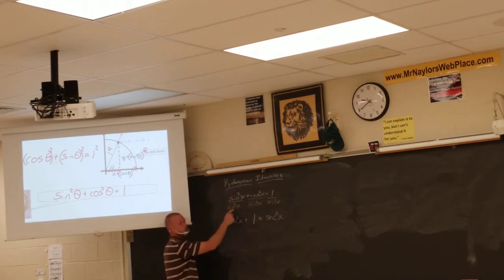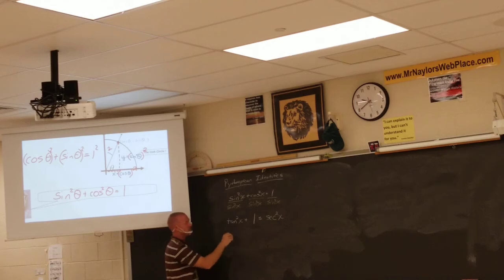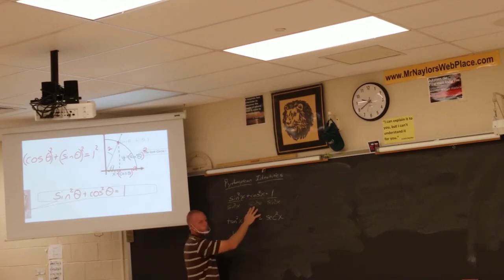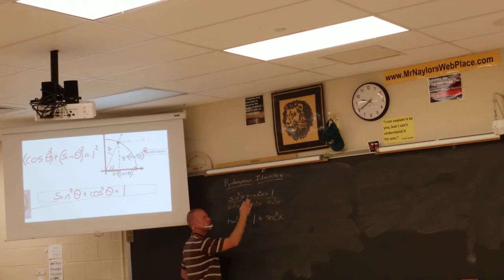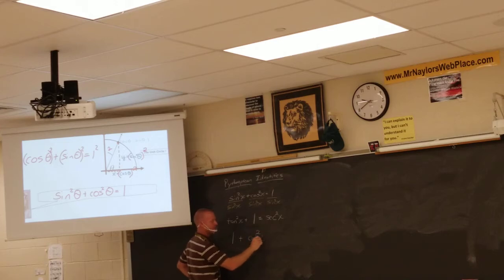Sine squared over sine squared. That's the same as 1. Now, cosine squared over sine squared. We haven't talked about that. But cosine over sine, now that would be the same as cotangent. Since it's squared, it is true that it would be cotangent squared.